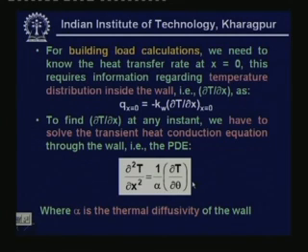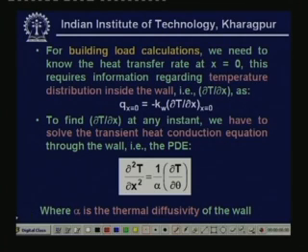Now for building load calculations, we need to know the heat transfer rate at x is equal to 0. As I have already explained to you, we need to know the heat transfer rate from the inner surface of the wall to the conditioned space. That means from x is equal to 0 to the conditioned space. This requires information regarding the temperature distribution inside the wall. That means we need to know dou T by dou x, because the heat transfer to the conditioned space, as I have said, is given by this expression, minus kW dou T by dou x at x is equal to 0.